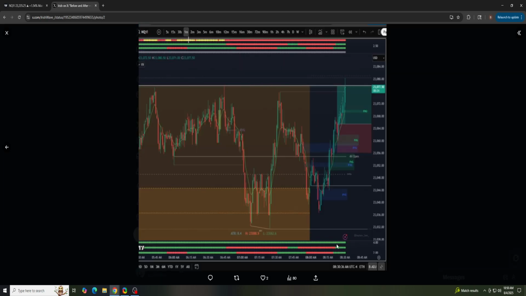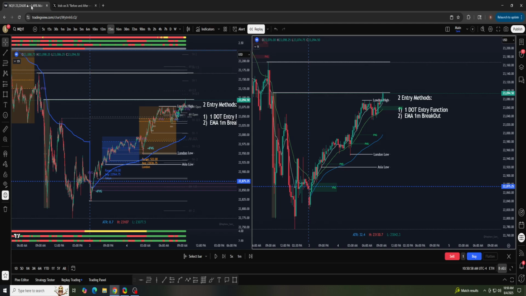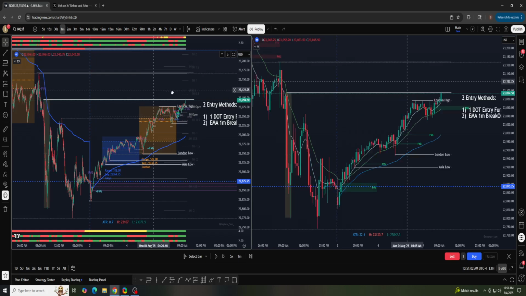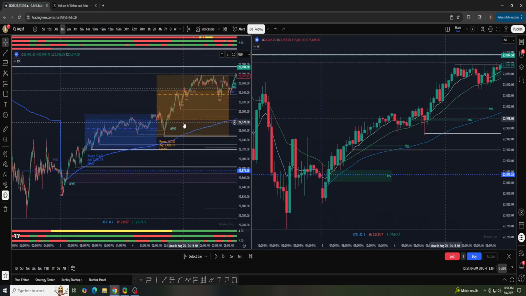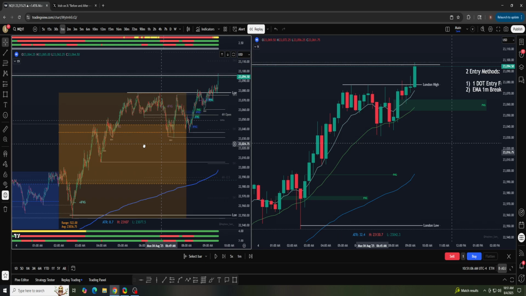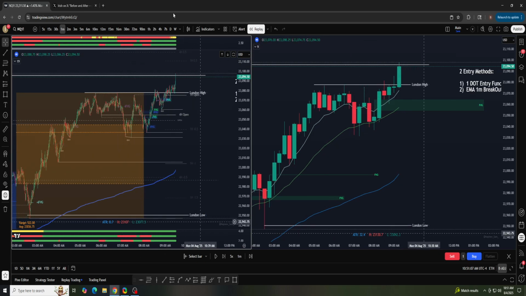So below London, dots turn green, you can see where my mouse is. One dot entry function: buying the close of the 1 minute candle that lines up with the first column of all green dots, to London highs. So that was a setup that I alerted to in the Discord before the market open. So let me take you to the dots New York session.